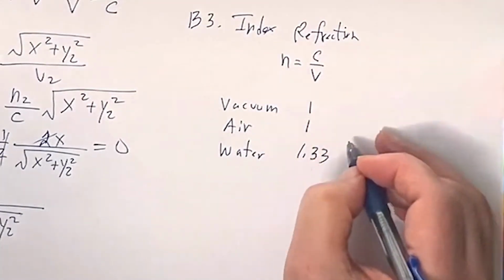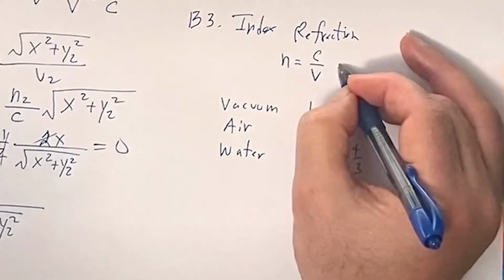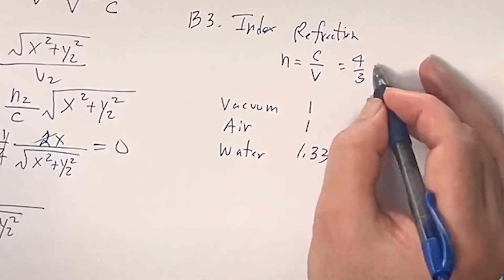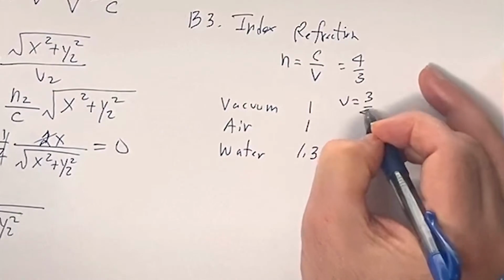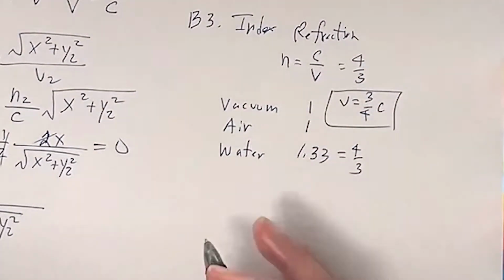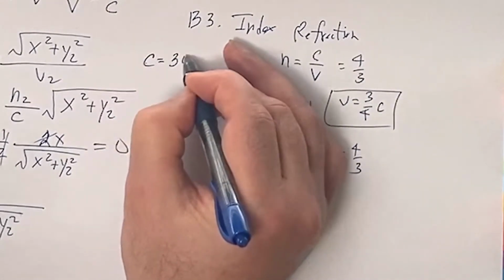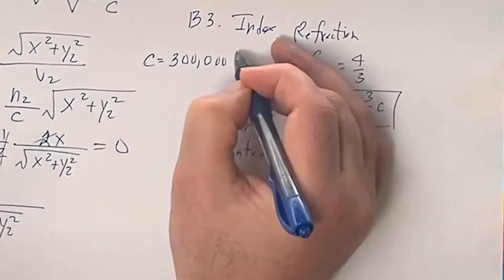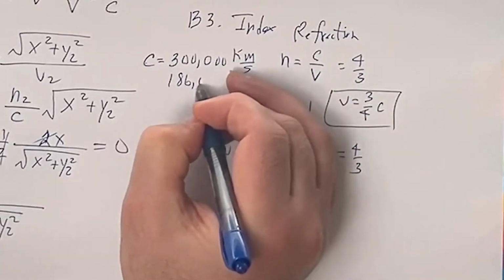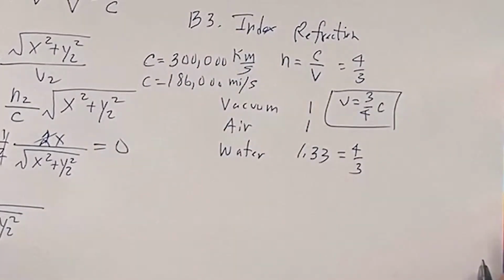1.33, so what does that mean? Well, 1.33, that's a 4/3, close enough to 4/3. So if n is 4/3, it's basically saying that v is 3/4 c, which means the velocity in water is like 3/4 of that in vacuum. And vacuum has that famous result, 300,000 kilometers per second, which is 186,000 miles per second, the speed of light in vacuum.